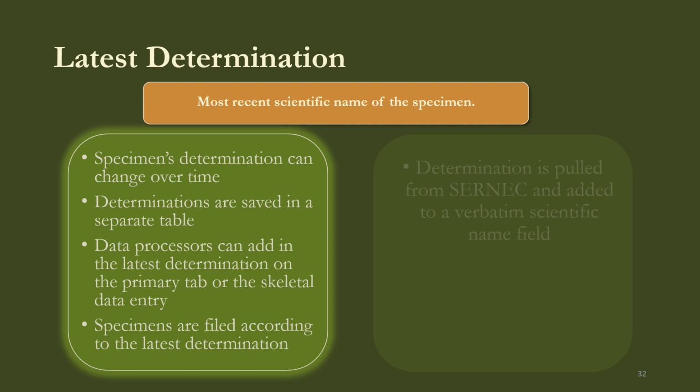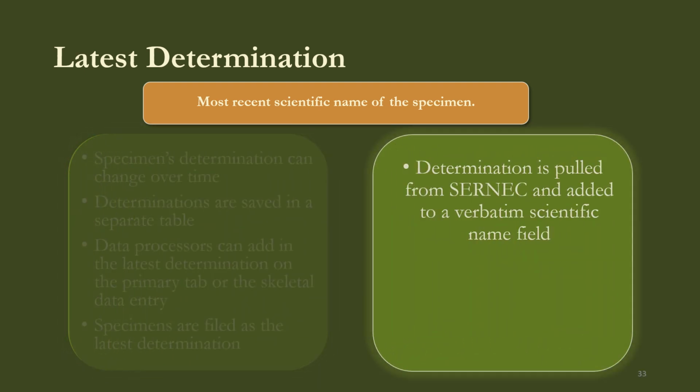The latest determination is the most recent scientific name of the specimen. These can change over time and are saved in a separate table. Data processors can also add in the latest determination on the primary tab or in skeletal data entry. Specimens are physically filed according to the latest determination. SCDNR pulls the determination from CERNEC using the taxon ID. We store the taxon as it is on CERNEC as the verbatim scientific name, but use Weakley's accepted name in our database. The latest determination is crucial for tracking species since botanists are hard at work annotating.